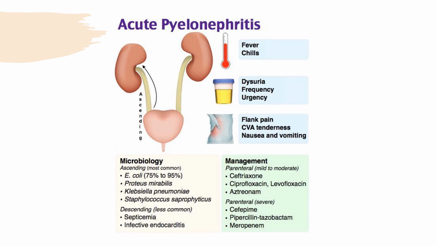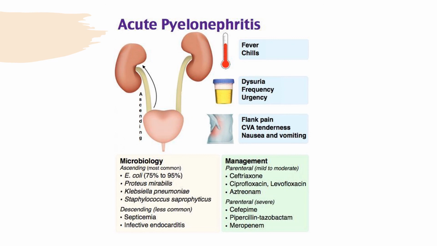I love this slide. I think it's a great slide for you to know. So it just, again, goes over, we have fever and chills with pyelonephritis. We have the dysuria, frequency, and urgency. We can have the flank pain, the CVA tenderness, and the nausea and vomiting. So again, very, very similar to a UTI, just more extravagant.